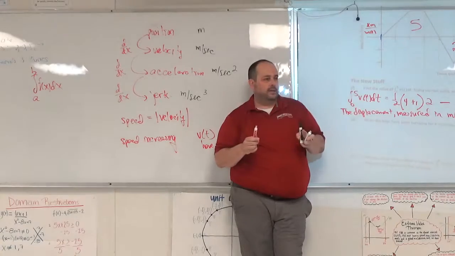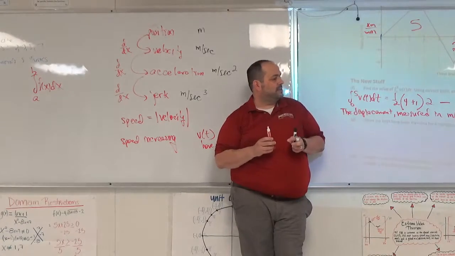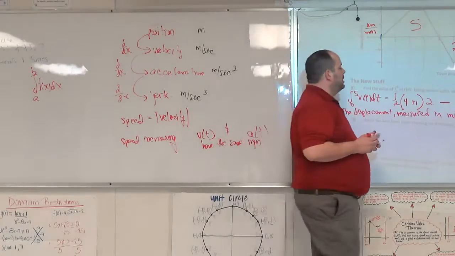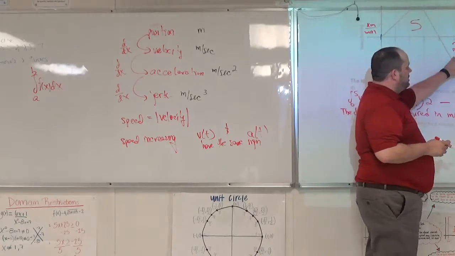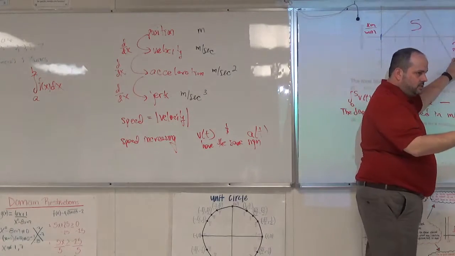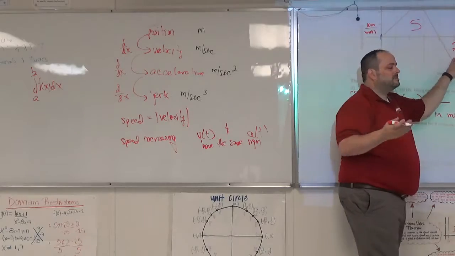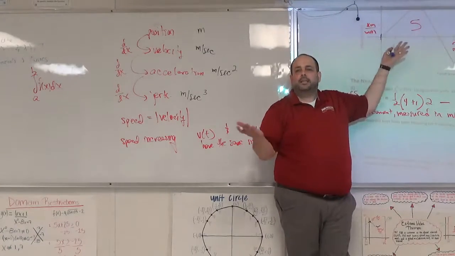Add them. Why? Aaron, why are you going to add these together? Because with total distance, everything is absolute. When you're dealing with total distance, everything gets treated with an absolute value. Everything counts as positive. But think about what's happening in the car.